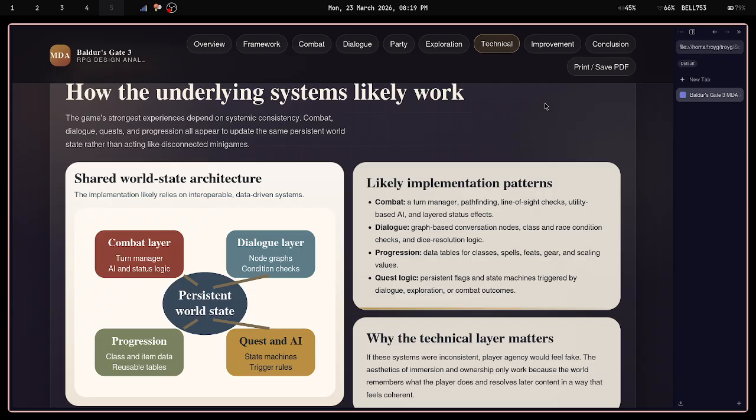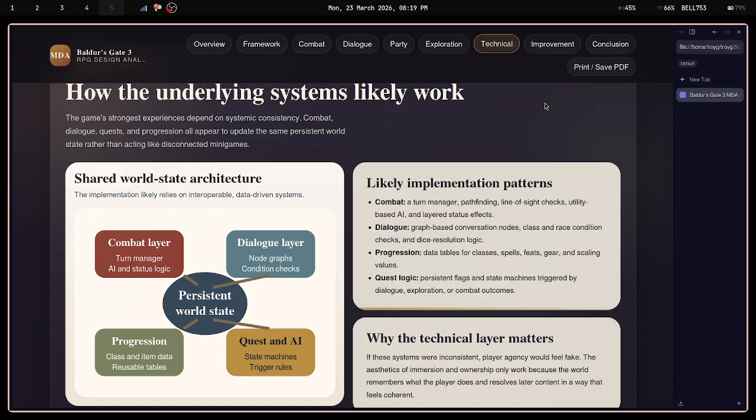Progression is probably data-driven, which makes classes, spells, feats, and items easier to manage consistently. Quests likely use persistent flags and state machines so the game can remember what happened and react later. The key technical insight is that these systems seem to update the same persistent world state.